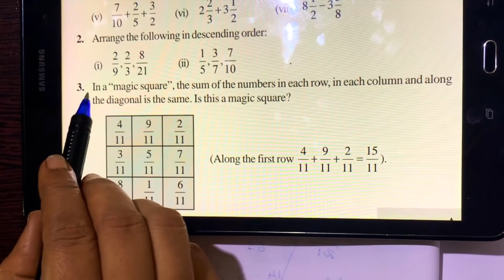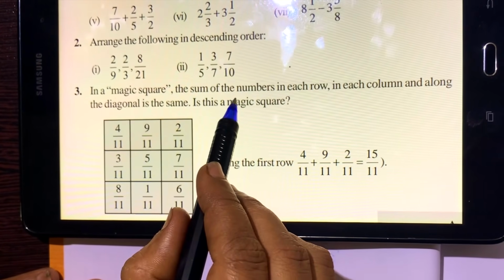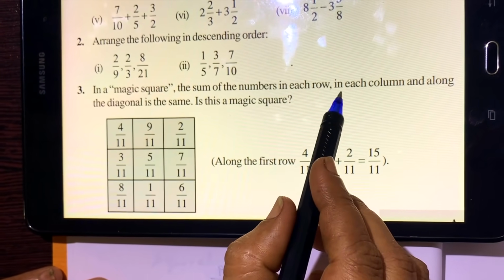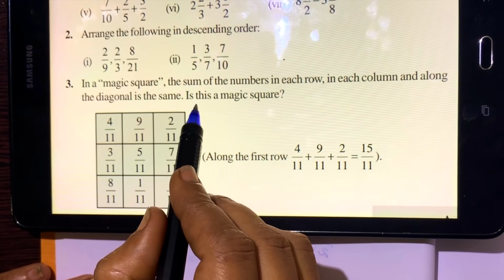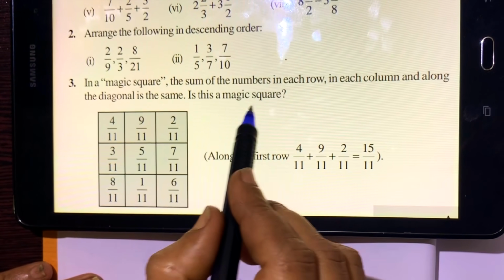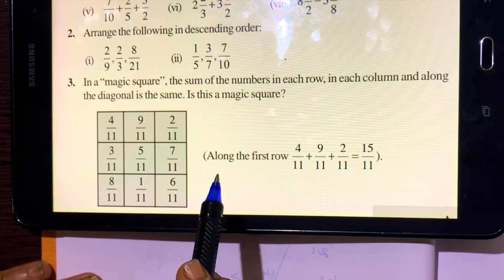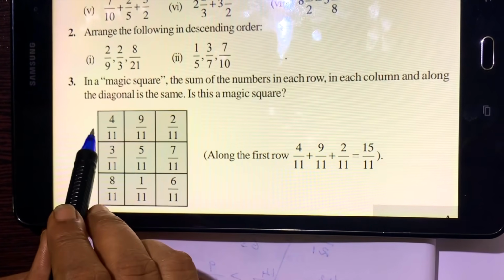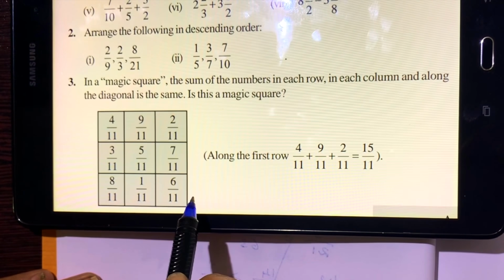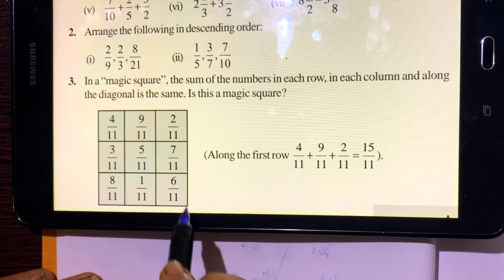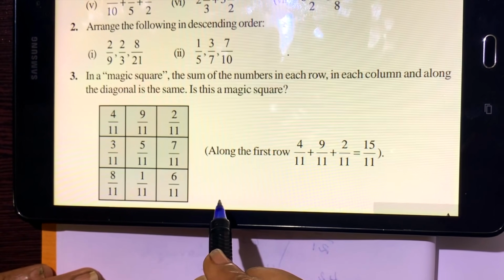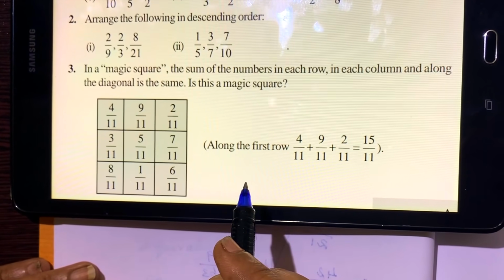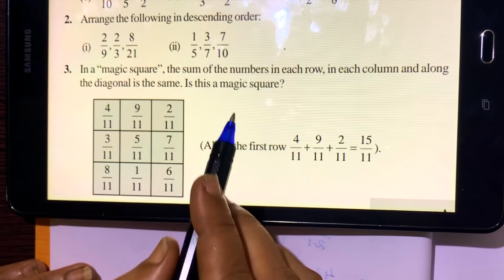Now third sum. In a magic square, the sum of the numbers in each row, in each column and along the diagonal is the same. Is this a magic square? So you have to find the sum of each row, the sum of each column, and the diagonal also. If the sum is the same everywhere, you can say it is a magic square.